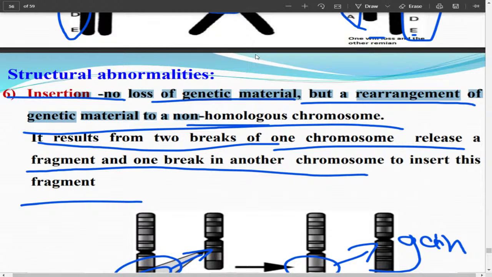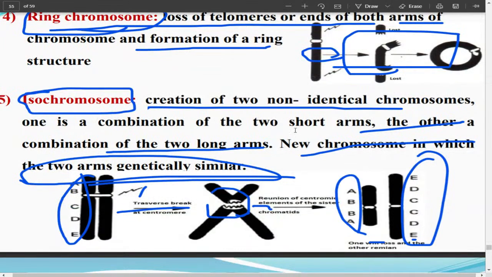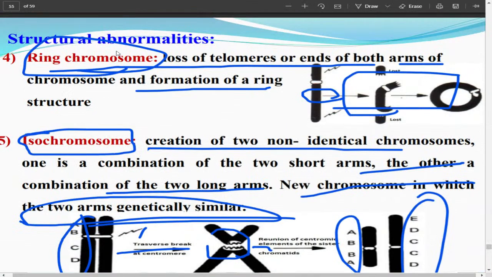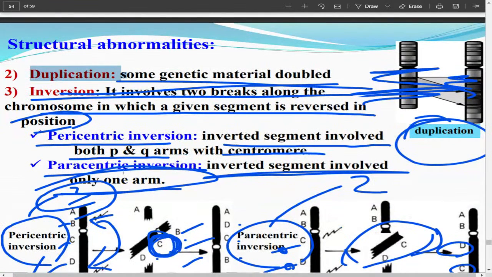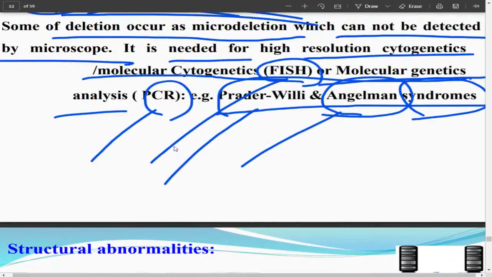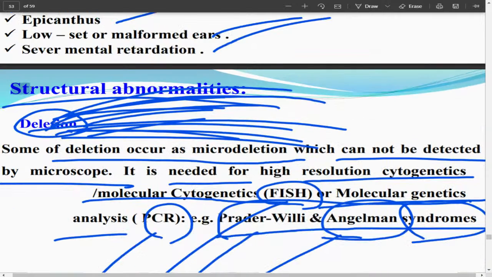This one was insertion, a structural abnormality. We studied many others, like ring chromosome and isochromosome, also part of structural abnormality with many different shapes: duplication, inversion. Here we studied the inversion, polycentric, paracentric. This was the end of this genetic material lecture.